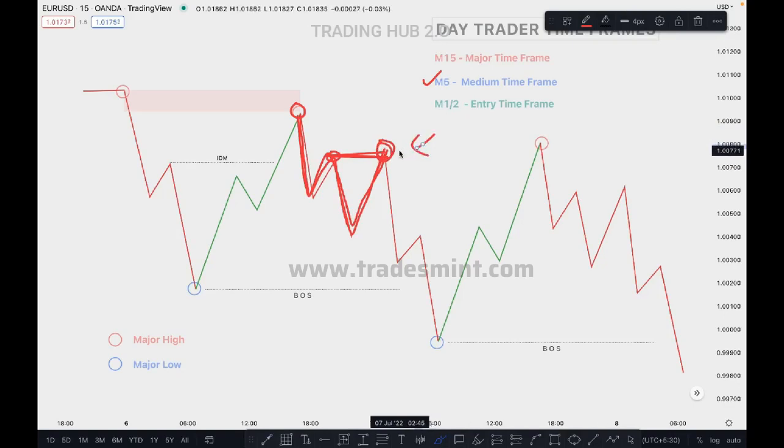Okay, then you can scale more positions here, and then what happens, you can stack multiple positions in M1, until this low is broken. Once the market breaks this low, then you have to wait for another M5 taking out the high. So in this case the market did not take out any high, but the market took out this major low.